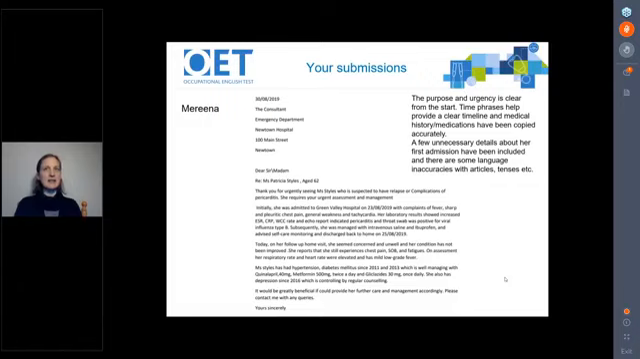A few unnecessary details have been included about the patient's first admission. So all of the different ways that the patient was managed and advised with self-care monitoring and so forth, those could have been omitted. And there are, again, some language inaccuracies with examples of articles and tenses and so forth.